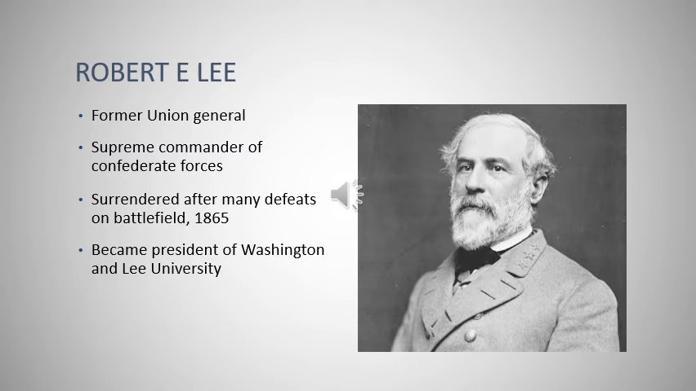When Virginia left the Union, Lee remained loyal to his home state and became a general for the Confederacy. Lee's surrender in 1865 marked the end of the Civil War, and Lee himself strongly supported reconciliation between the North and South. After the war, Lee became the president of what is today known as Washington and Lee University.